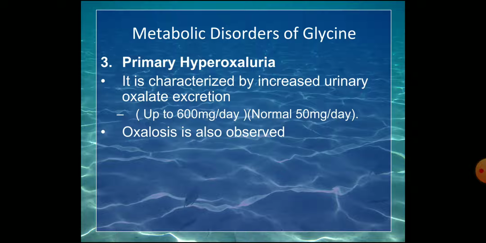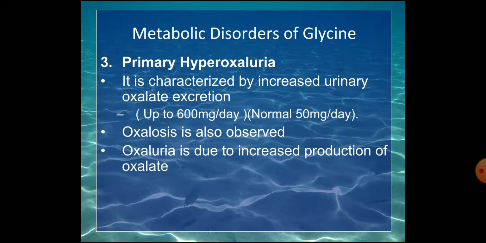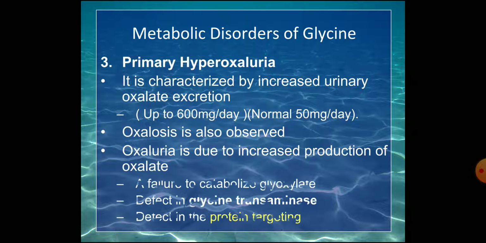Oxalosis is also present, and the level of oxalate will be higher in the blood also. Oxaluria is due to the increased production of oxalate, and it is due to the failure to catabolize glyoxylate. It is a defect in the glycine transaminase and a defect in protein targeting.